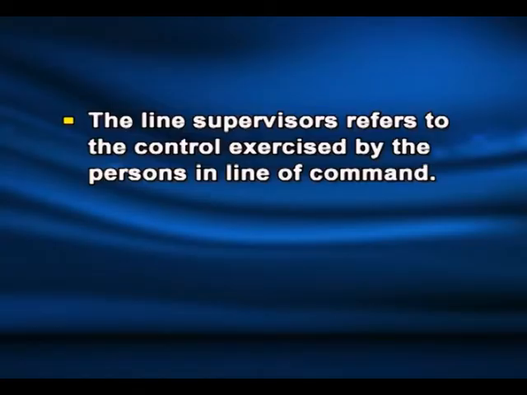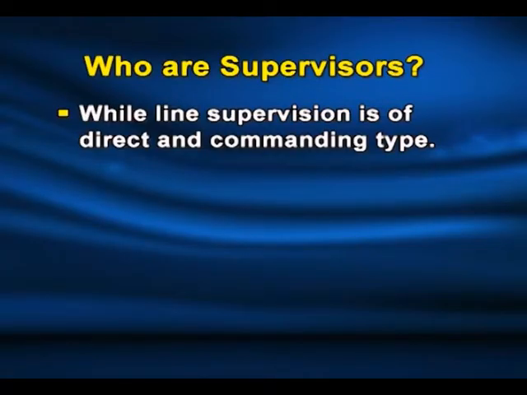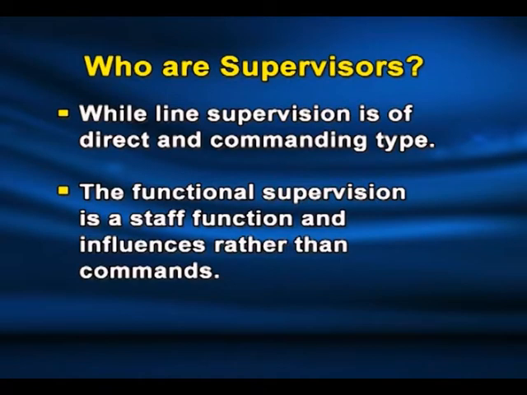The line supervisors refer to the control exercised by the person in the line of command. For example, in the police department of a state in India, the Inspector General supervises the district superintendent of police, who in turn controls the inspectors and so on, till we come to the head constable, who is the first line supervisor. Line supervision is of a direct and commanding type. Functional supervision is a staff function and involves influence rather than commands.